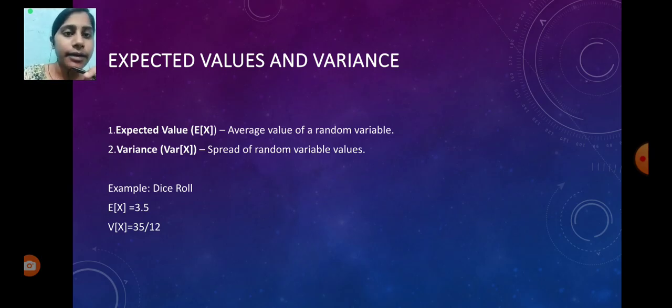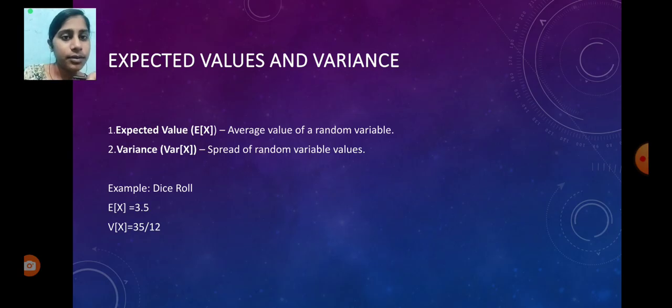Expected value and variance. These are two concepts in probability. Expected value is denoted by E of x. The average value of a random variable is known as the expected value. Variance is given as Var of x. It is the spread of random variable values.